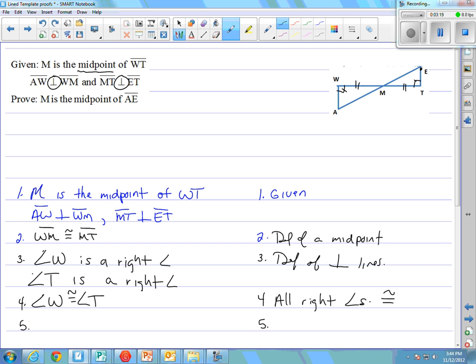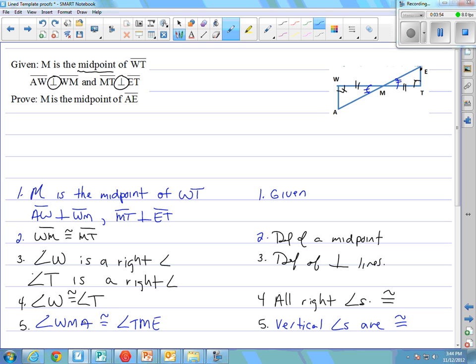We've got to look at our picture now and say what is hiding in our picture, what piece of information are they telling us that they don't blatantly come out and say in words, but we know it to be true. And that's got to be that angle and that angle being congruent because they are vertical angles. So here I want to say angle WMA is congruent to angle TME. Vertical angles are congruent.